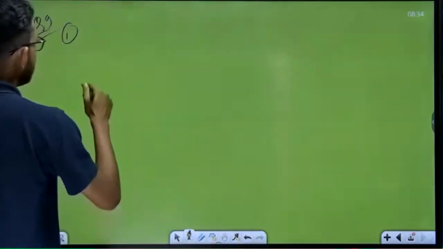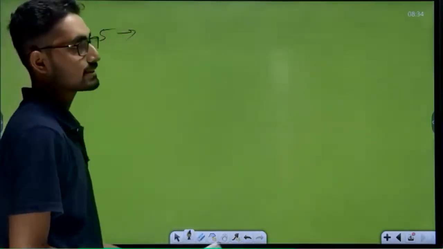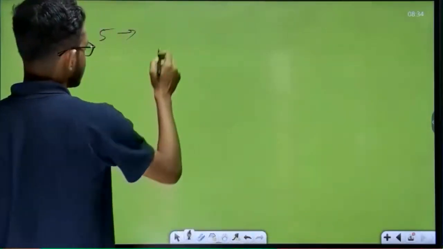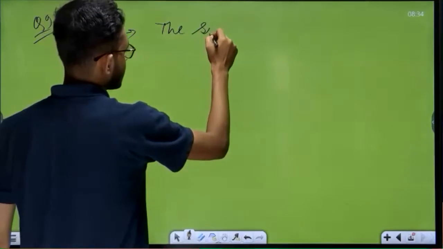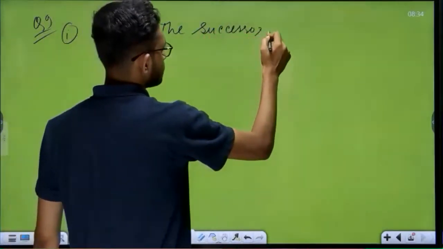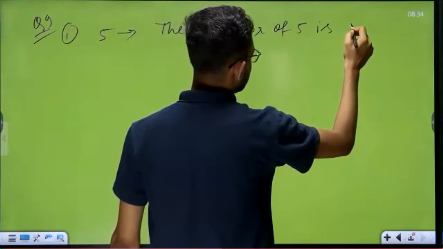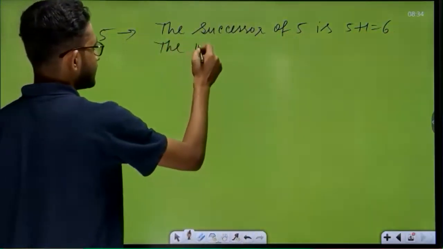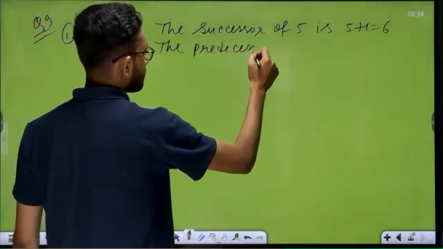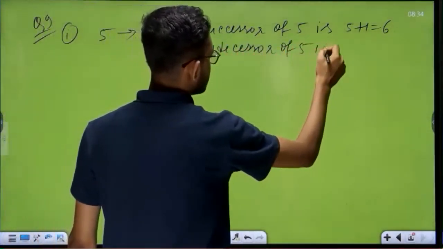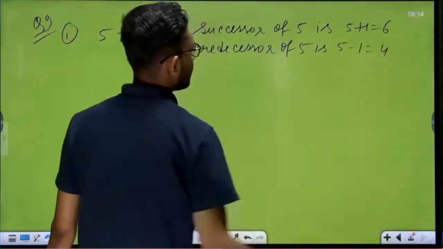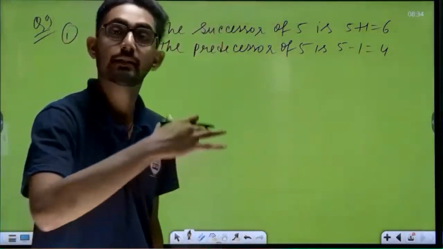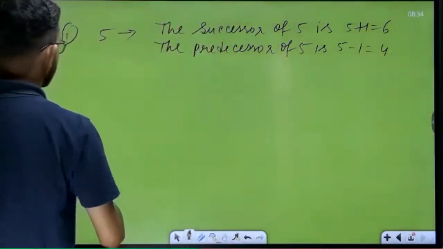So all of you write down 5. So what is the successor value of 5? Anyone know? What is the successor value of 5? Very simple. The successor of 5 is equals to 5 plus 1 is equals to 6. Yes or no? And the predecessor of 5 is equals to 5 minus 1 is equals to 4. Means successor means plus 1 and predecessor means minus 1. Very simple question. Now next question.